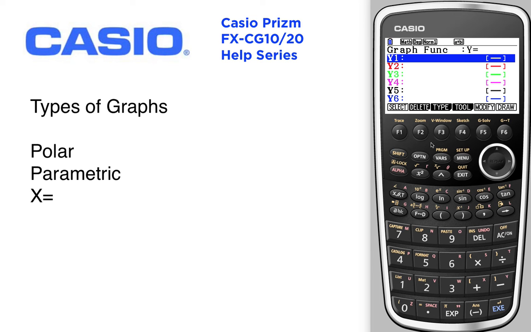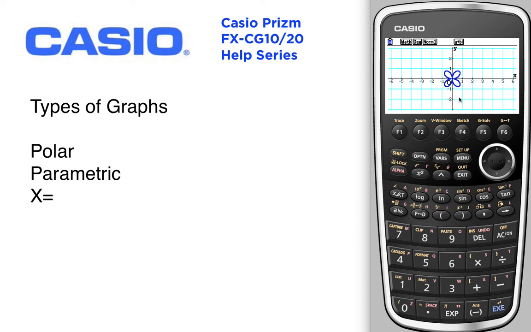You can graph many types of different equations either on the same grid or on new grids pretty easily on the Prism. Let's take a look at a couple of different types. In the graph menu, if you press type, you'll see y equals, r equals. For our polar, we're going to choose sine of 2 theta as our graph. Execute and draw. Here's our graph.